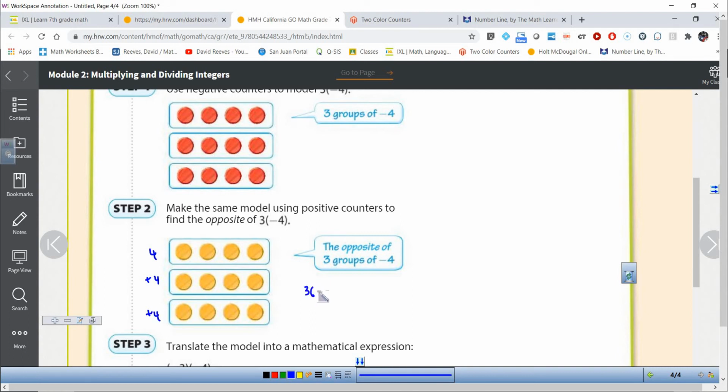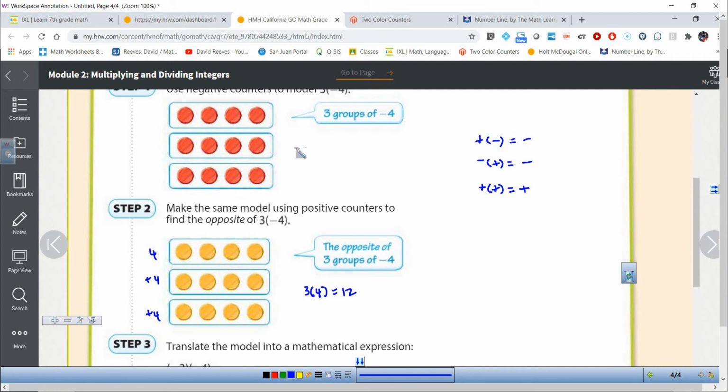So 3 times positive 4 would be positive 12, okay? So a positive number of negatives gives you a negative, right? So again, a positive times a negative gave us a negative answer. We also saw that a negative times a positive could give us a negative answer, and a positive times a positive is going to give us a positive answer because you're just going to get more and more yellows, right? And these ones you're just going to get more and more reds.